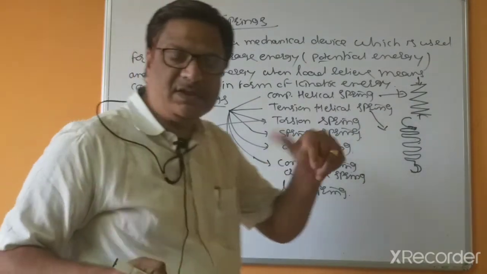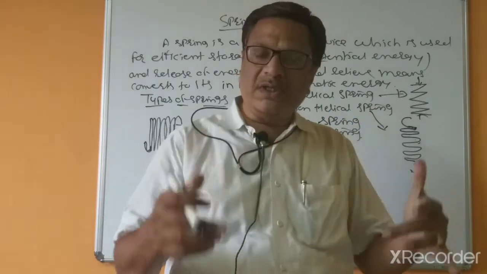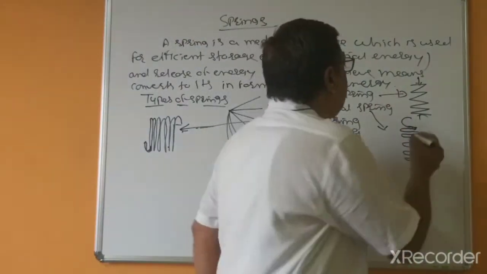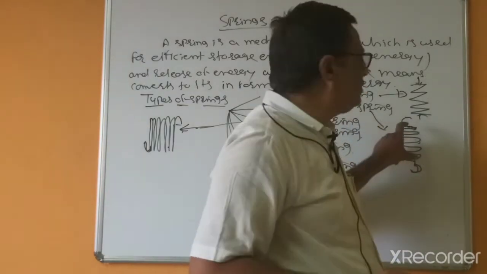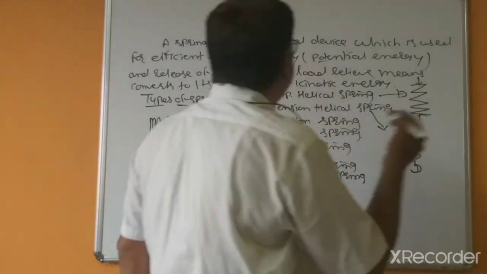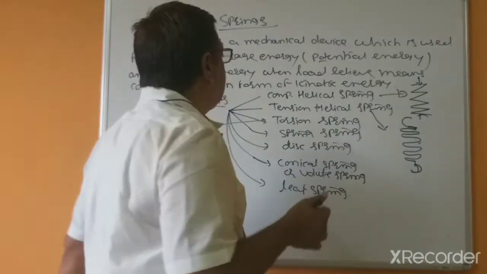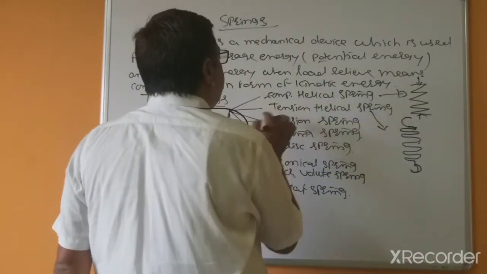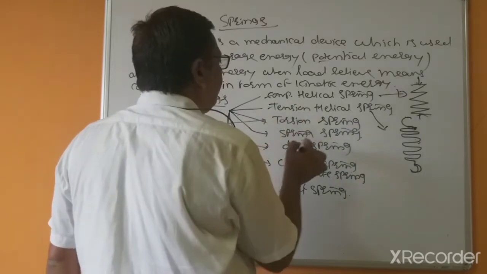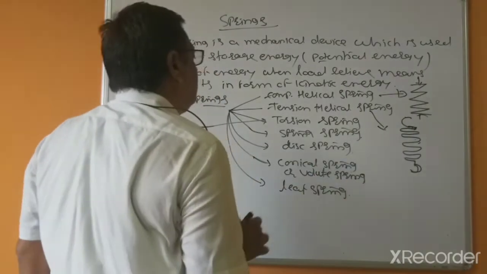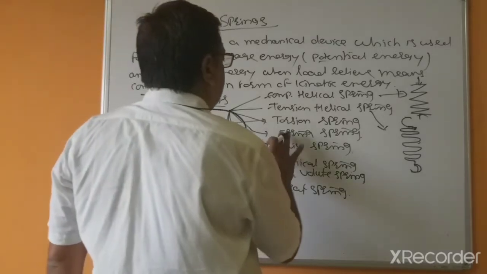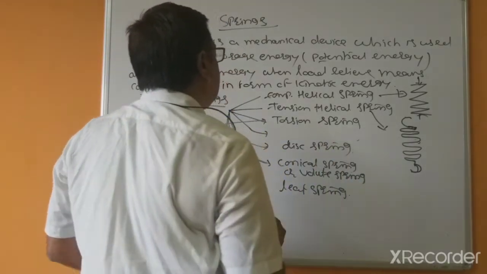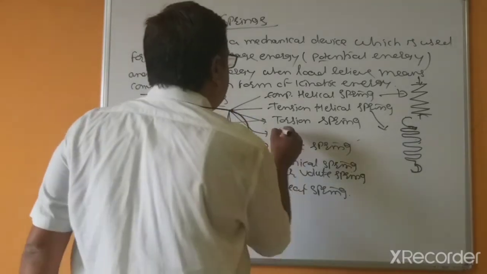In torsion springs, only torque is acting. Actually, there are no axial loads. There is axial load in tension springs. For axial loads, helical springs. Nature of the loads: axial loads for compression and tension springs, torsion for torsion springs, and spiral.